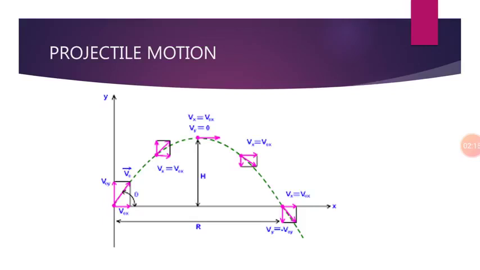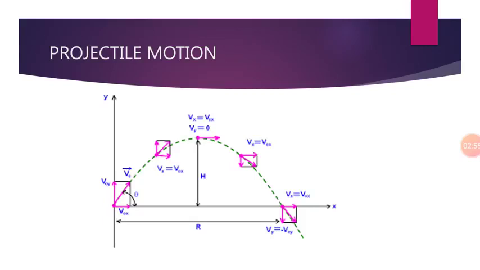After that, the projectile starts moving in the downward direction and the vertical component of velocity now starts increasing because it is in the same direction as the gravitational acceleration, vertical downward direction. When the projectile lands, the horizontal component of velocity is equal to the initial horizontal component of velocity, and the vertical component of velocity is equal to the initial vertical component of velocity, except that the direction of the vertical component of velocity is now reversed.